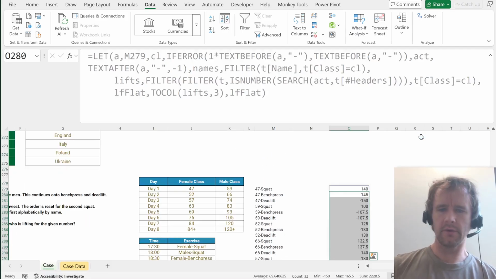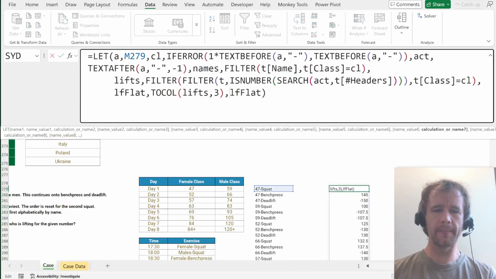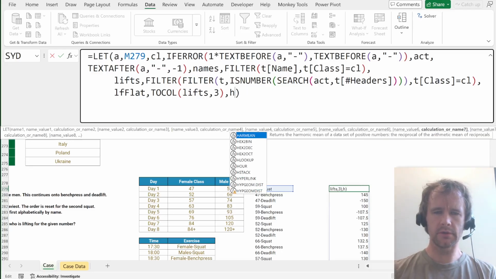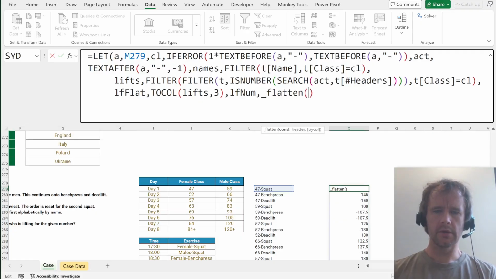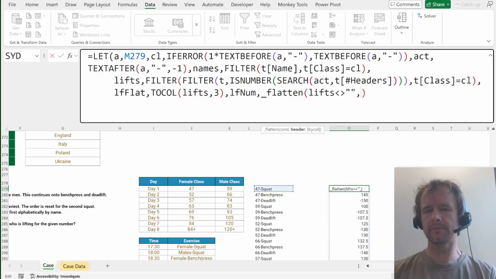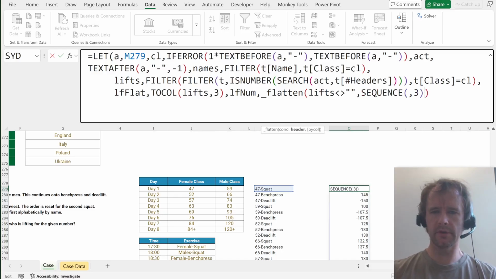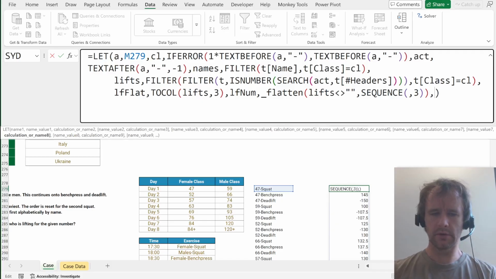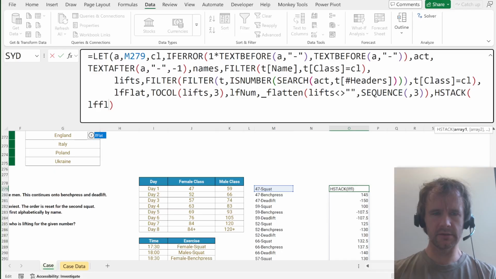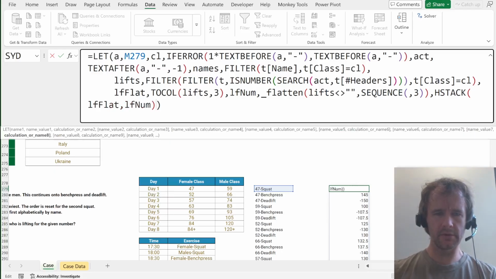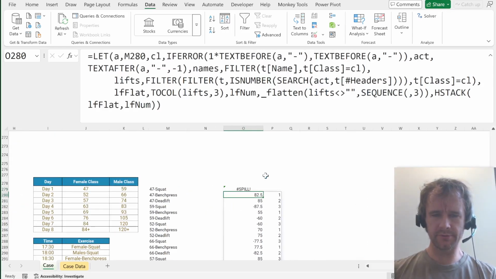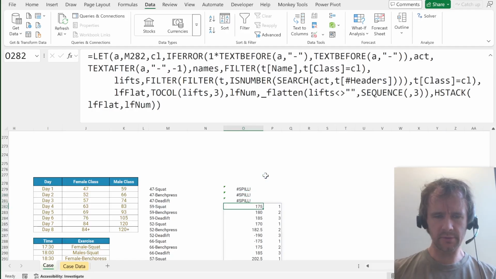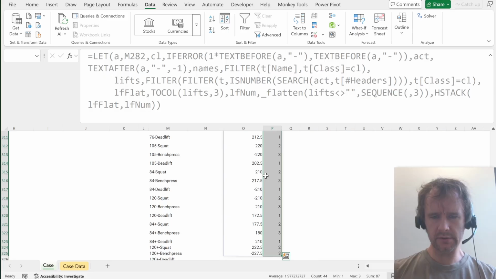Good. Okay, then I want LF num can be flatten, where lifts is not equal to blank. I want to flatten sequence comma 3. Then we'll H stack LF flat and LF num. So got 1, 2, 3 for that person, which is fine. But then let's come down to where we have a skip.